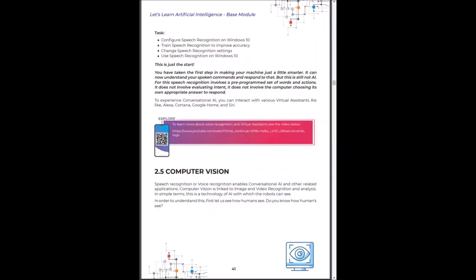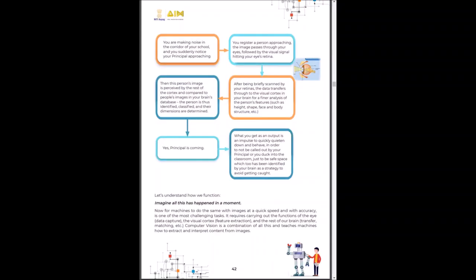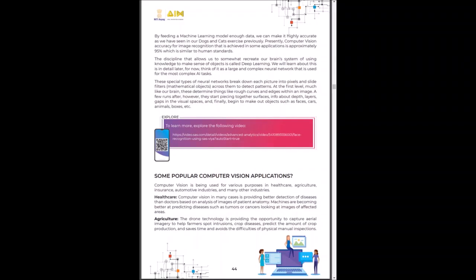Let's go ahead to understand how a computer visualizes. Let's take an interesting example. You are making noise in your corridor of your school and you suddenly notice your principal is approaching. What actually happens is written in an algorithmic form here. Nowadays, cameras are very precise and they can analyze a picture in a split second. Some popular computer vision applications are in fields of healthcare, agriculture, and automobile.